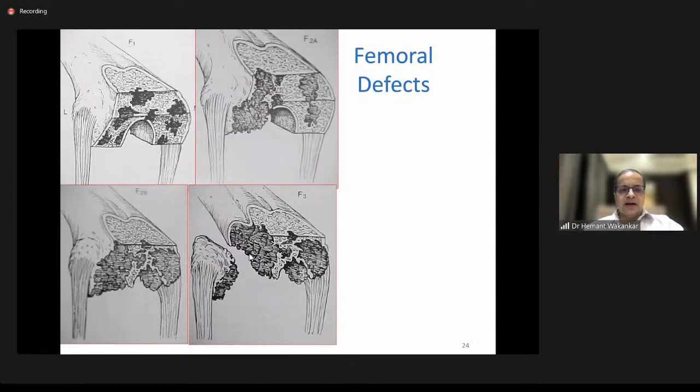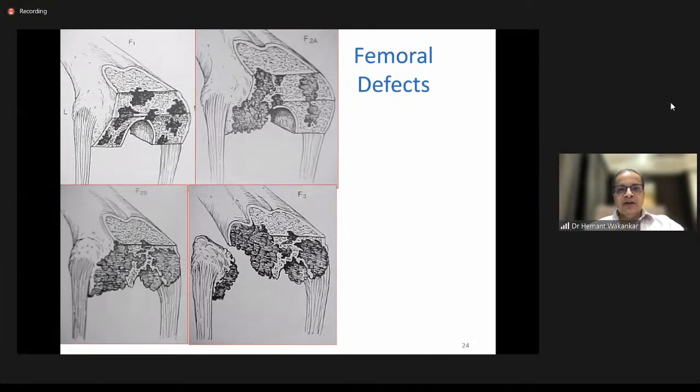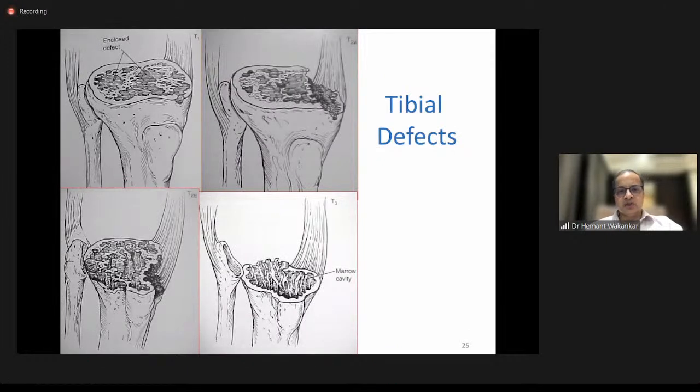There's a classification by the Anderson Orthopaedic Research Institute, the AORI classification. Basically, it shows that grade 1 is just minimal bone loss at the level of the process itself. Second, grade 2 is metaphyseal defect, and third is when the diaphysis is involved. Same thing on the tibial side as well.